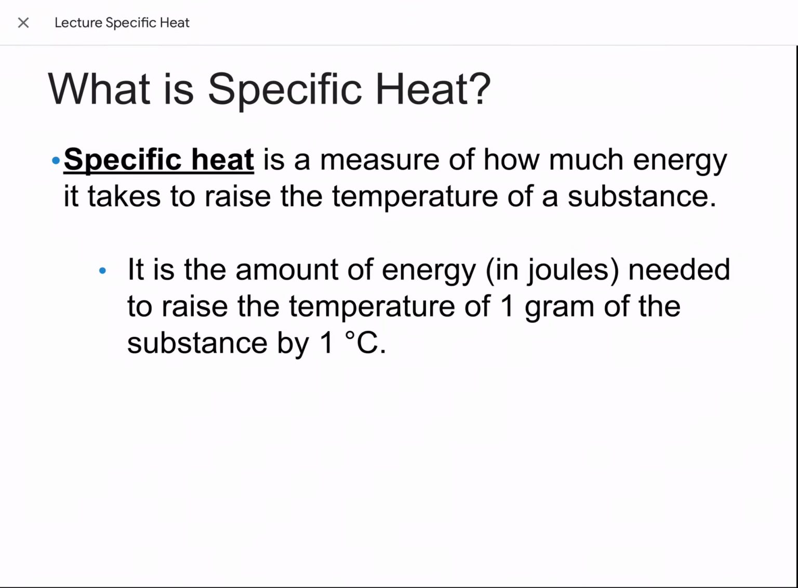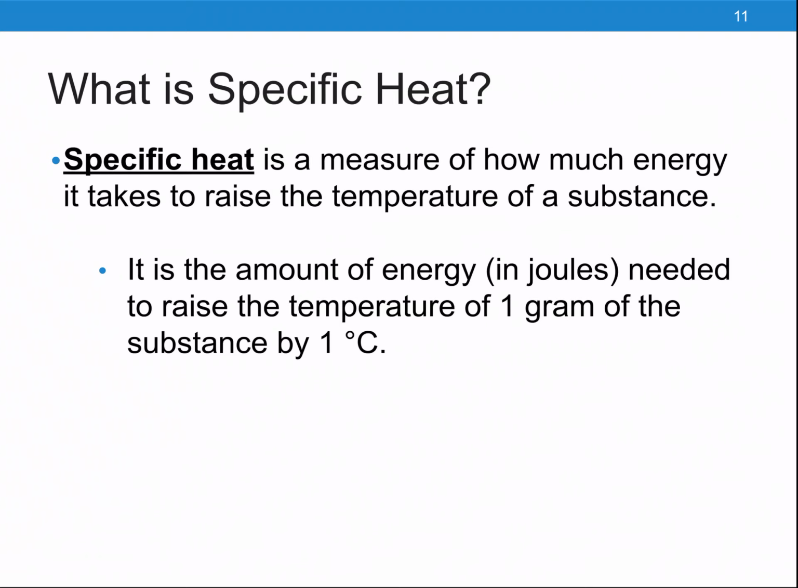All right, and what we are looking at is specific heat. So specific heat is the measure of how much energy it takes to raise the temperature of a substance. Okay? And the more detailed definition of specific heat is the amount of energy in joules, so we're still using joules for energy, needed to raise the temperature of 1 gram of a substance up 1 degree Celsius. I know this is only talking about increasing temperatures, but you can also calculate it for decreasing temperatures. It would just be negative.